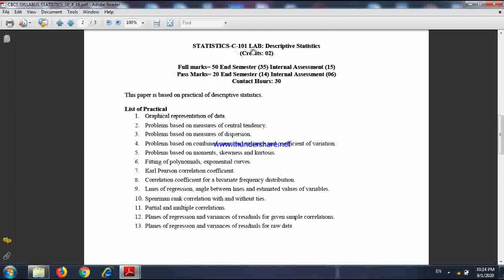And this is the practical paper, that means practical based on paper 1, that is C101. You have this graphical representation of data, then the practicals based on the measures of central tendencies, based on dispersion, etc. You have fitting of polynomials, then evaluating the correlation coefficient and the regression coefficient.